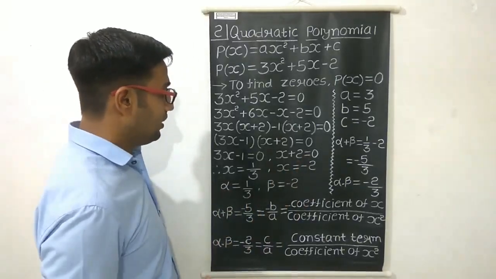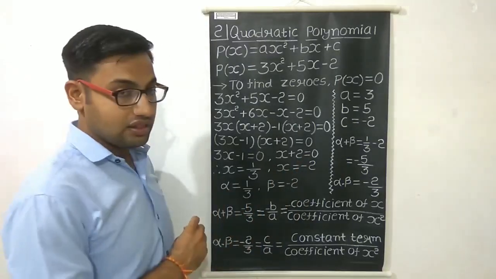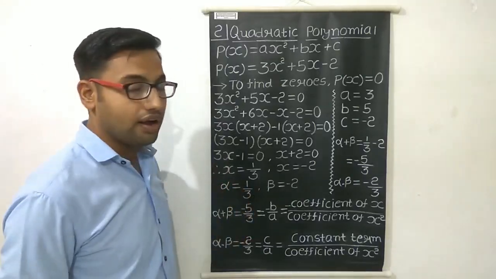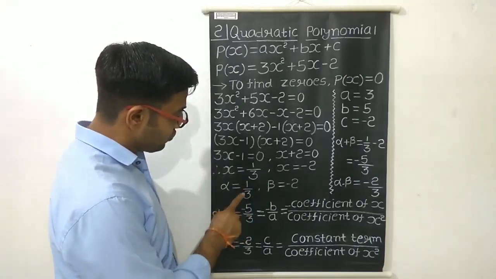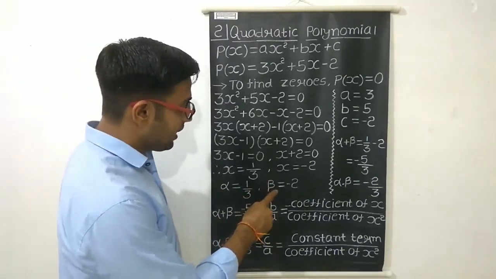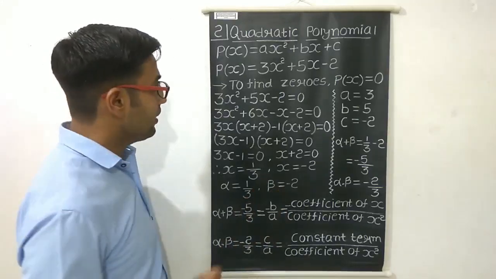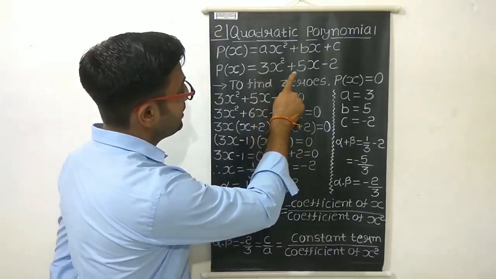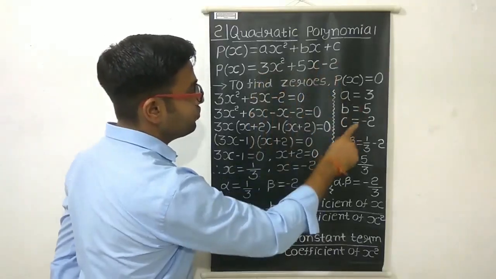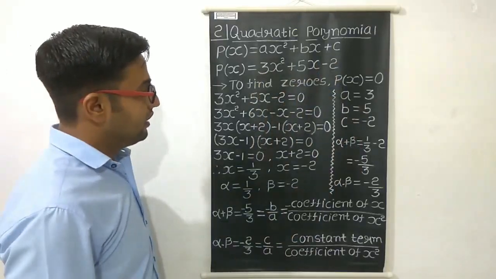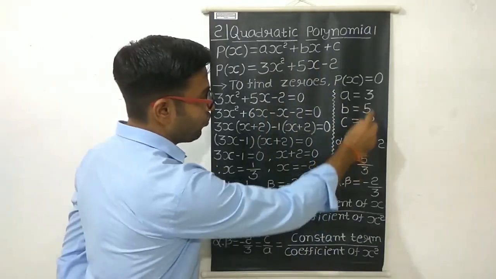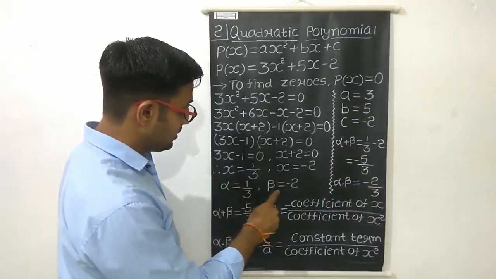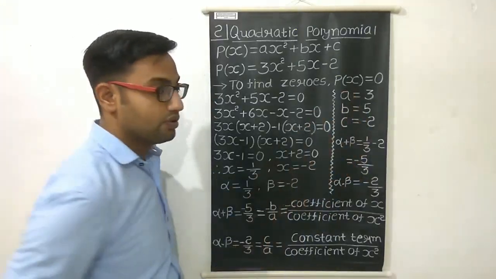Now, we will call these two zeros, one zero as alpha and second one as beta. So one zero, alpha, is equal to 1 upon 3 and the second zero, beta, is equal to minus 2. Now, what are the coefficients of our polynomial? See, A is equal to 3, B is equal to 5 and C is equal to minus 2. Is there any relation between these coefficients and the zeros? No. Currently, there is no direct relationship between these zeros and these coefficients.